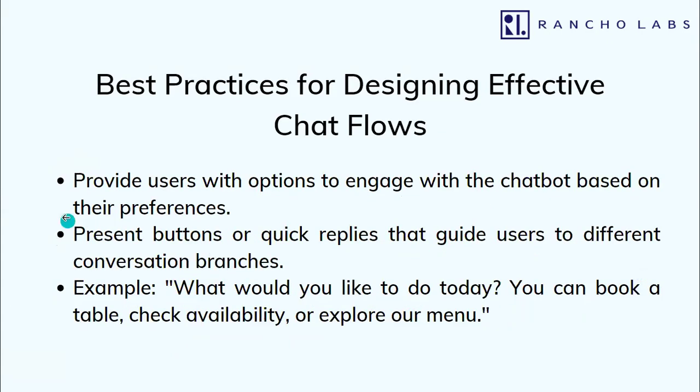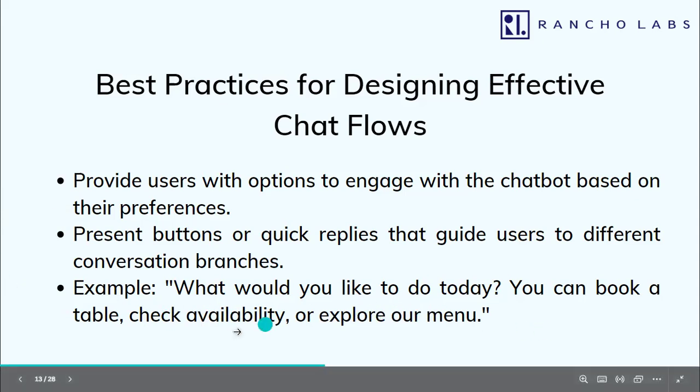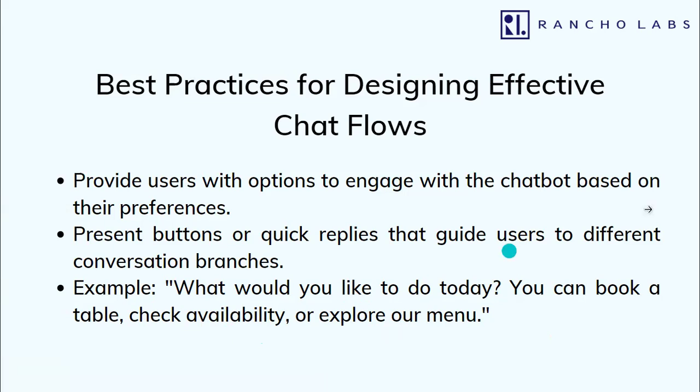Then the second one is to provide users with options to engage with the chatbot based on their preferences. Present buttons or quick replies that guide users to different conversation branches. To engage with the chatbot more, we have to give them different available options to make them more comfortable. Like this: "What would you like to do today? You can book a table, check availability, or explore our menu." In that way, it has to tell what things it can do for the user.